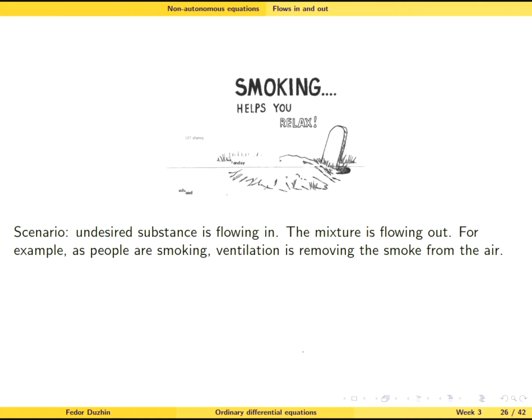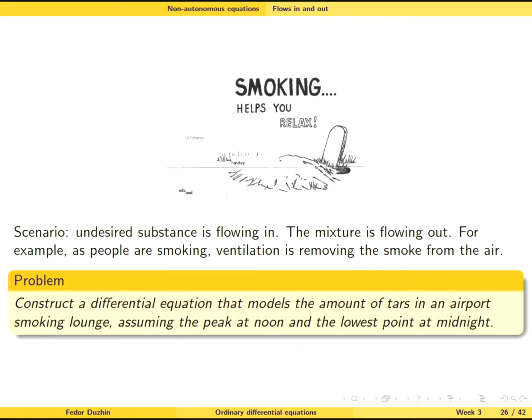Now let's look at a scenario where we model something with a linear differential equation rather than an autonomous differential equation. So we're going to construct a differential equation that models the amount of tars in an airport smoking lounge.